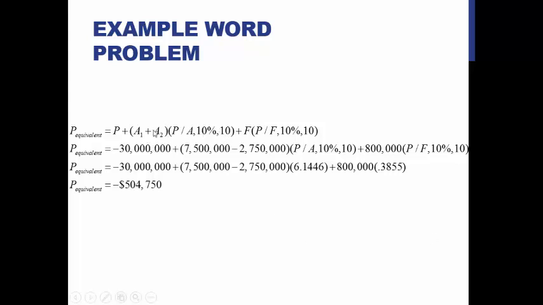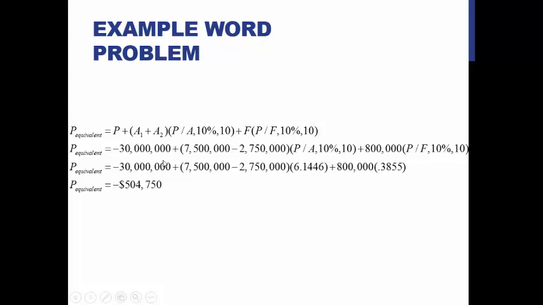So both these A's go over the same time period. So we're adding them together. They occur in the same increments and everything. So we can add those together. And then the F times P over F, again, 10%, and then discounted 10 years. So let's plug in our values.